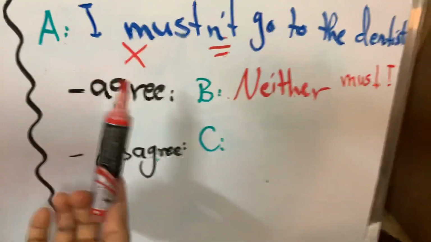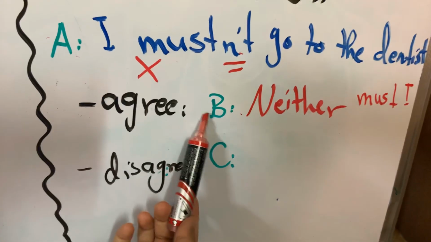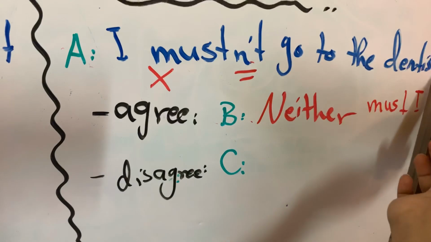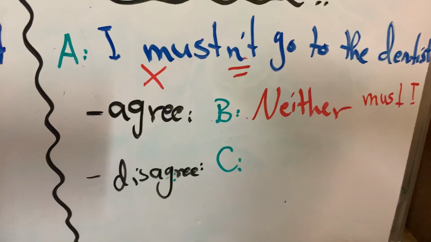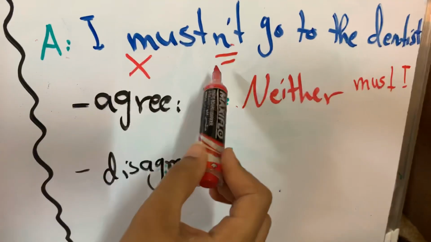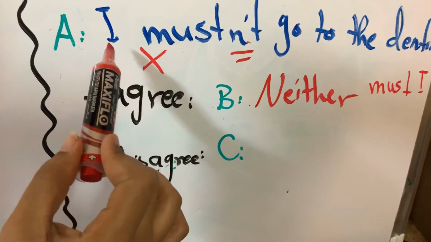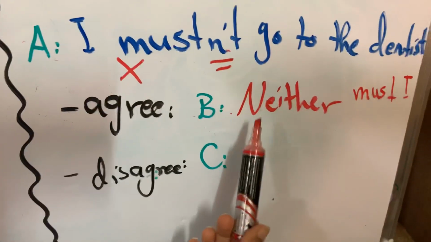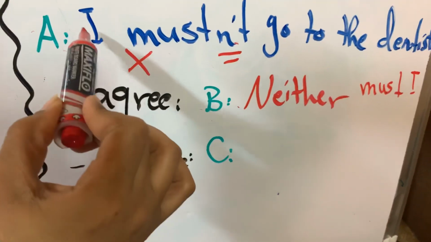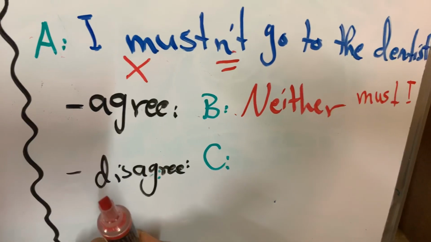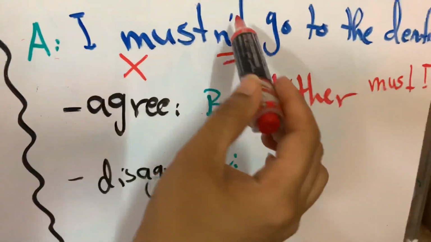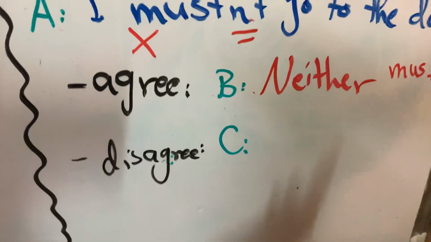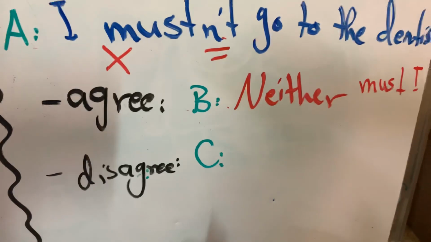So person A, and person B, all of them mustn't go to the dentist. لا يجب أن يذهبوا to the dentist, طبيب الأسنان. So if all of them mustn't and person B agrees with A, instead of saying the whole sentence, he will say neither and then exchange the subject and the helping verb or auxiliary verb, without not يا ثاني. Why without not? Because neither is enough for giving negative meaning.